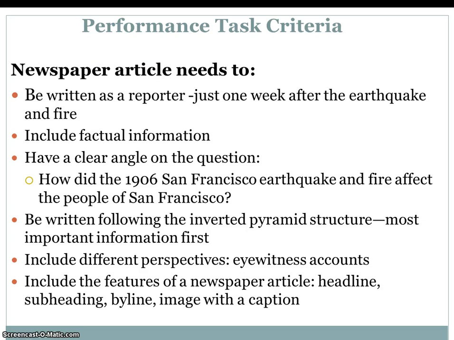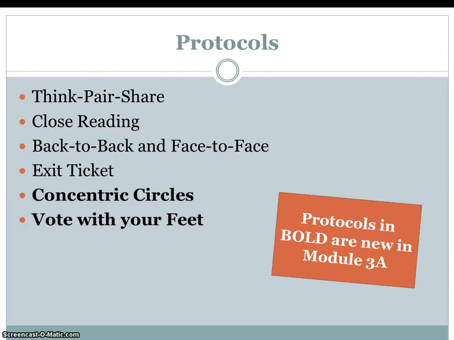Their article needs to be written as a reporter just 1 week after the earthquake and fire. They need to include factual information, have a clear angle on the question, how did the 1906 San Francisco earthquake and fire affect the people of San Francisco, be written following the inverted pyramid structure, with the most important information first. They need to include different perspectives, eyewitness accounts, and include the features of a newspaper article such as the headline, subheading, byline, and an image with a caption.